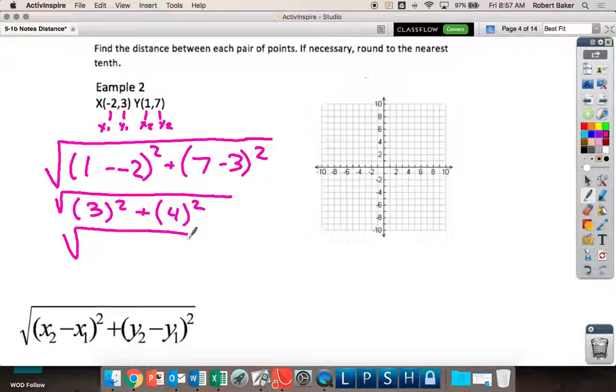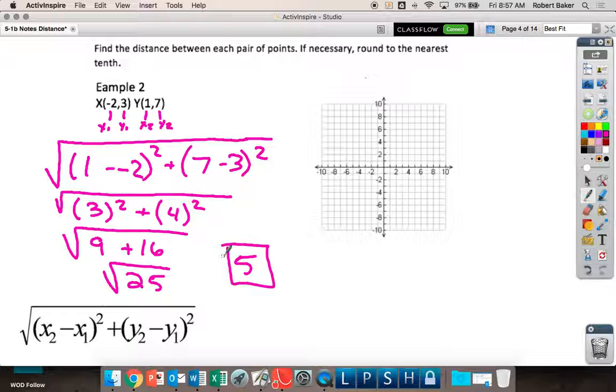Apply the exponent. 3 squared is 9. 9 plus 16 is 25. Find the square root of 25. The answer is 5. The distance between the two points is 5 units. Okay? If you wanted to check that in your calculator, did anybody try that and get a mistake?